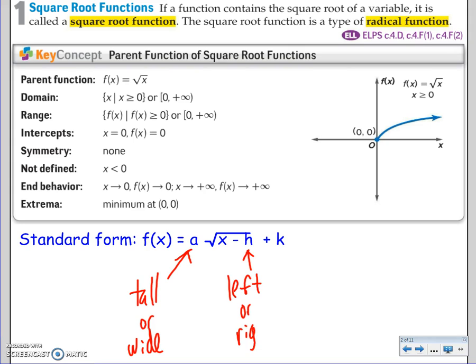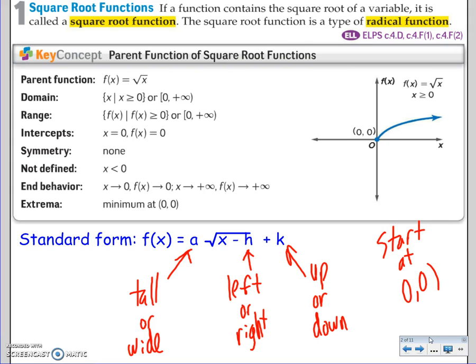Now it's opposite. If it's plus 5, that means left 5. If it was minus 10, that's really right 10. Then K moves it up or down. So make sure you know those three things. Remember, we always start at (0, 0). If you know that, you should be able to do all this really easily. This is a pretty short section, actually.